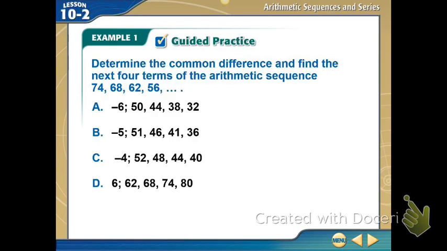So now it's your turn to try. Determine the common difference and find the next 4 terms of the arithmetic sequence. So which one of these is D? And once you find D, A, B, or C, which one of these choices gives you the next 4 terms? Take a minute to pause the video, try this guided practice on your own, and then check your answer. The answer should have been A. The common difference D was negative 6, making the next 4 terms 50, 54, 38, and 32.